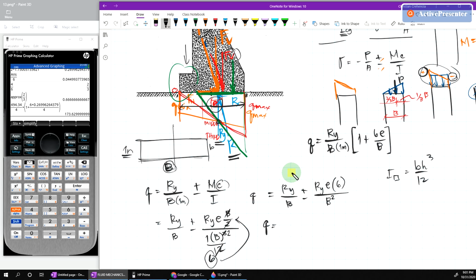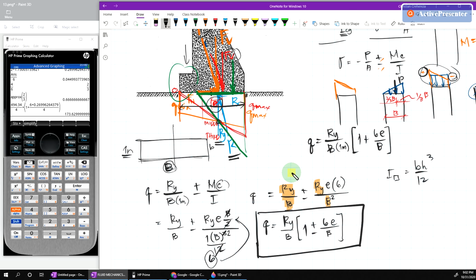So, solving for soil pressure, pwede natin i-factor out yung Ry over B. Ito, Ry over B. Ry over, so isang B lang, so may iwan pang isang B doon sa term na yon. Okay, so factor out natin Ry over B multiply by, so na-factor out na natin to, so matitira is 1. Then plus or minus ng 6E over, so naiwan pa ng isang B dun sa loob. So, ito yung ating formula.